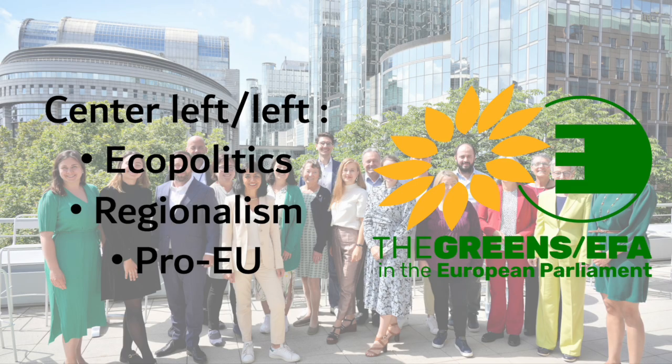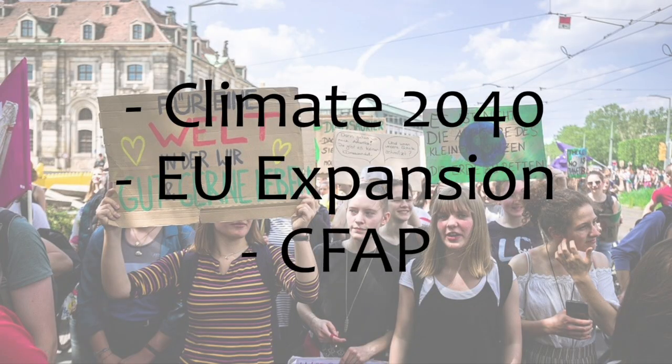So what does the Greens/EFA group want? Well, of course, it's a party of center-left/left. They want eco-politics, they want regionalisms, and they are very pro-EU. Some examples are they want carbon neutrality by 2040, 10 years ahead of the current 2050 goal. They are also very in favor of EU expansions, and also they are in favor of a common food and agriculture policy. You've certainly heard about the common agriculture policy that made a lot of noise recently in the European news. Well, they want to also include food in it.